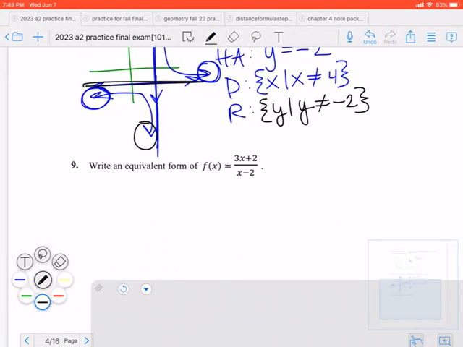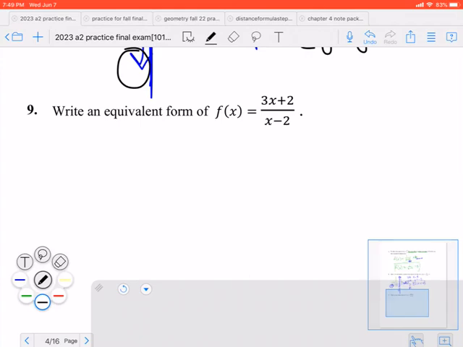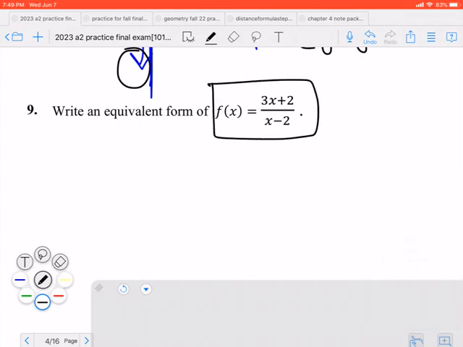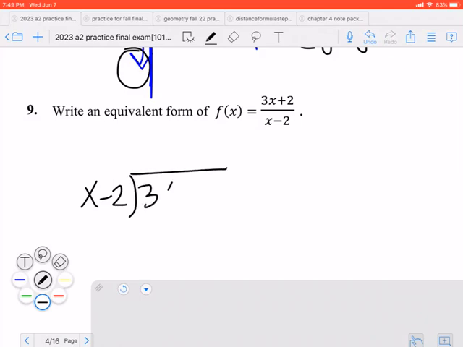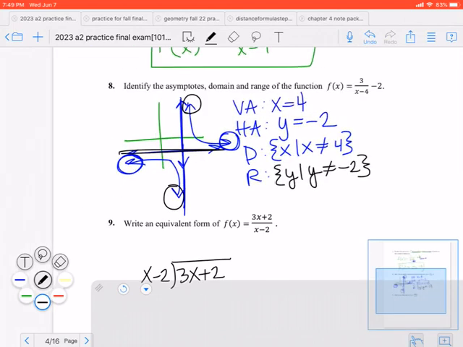Write an equivalent form. Okay, so this is a rational function, and it's a fraction, which means it's a fraction. And as you guys know, fractions are really division. So this problem is saying 3x plus 2 divided by x minus 2. So I'm going to perform the division, and what that does is puts it in the graphing form. So it'll look like this guy.